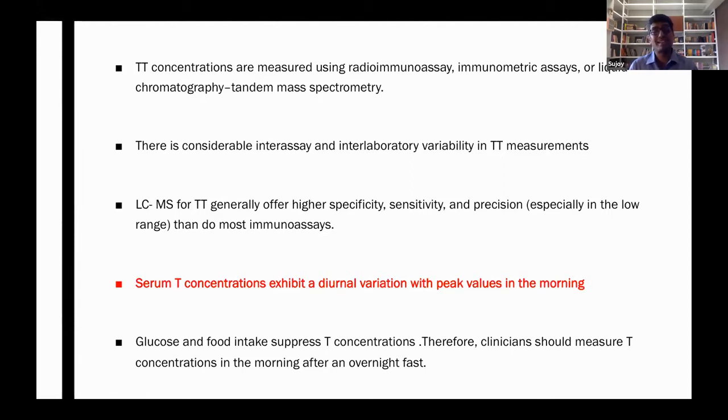If the values then are still lower than what you expect, only then think that there is a problem. If you're looking at the LH and FSH at that point of time, please do a 3-pooled sample: 3 samples taken 20 minutes apart, pooled, and then tested, because there are variations. And you know that glucose and food intake suppresses testosterone concentrations. So when we are talking about doing the test, please do it in the morning in a fasting state.